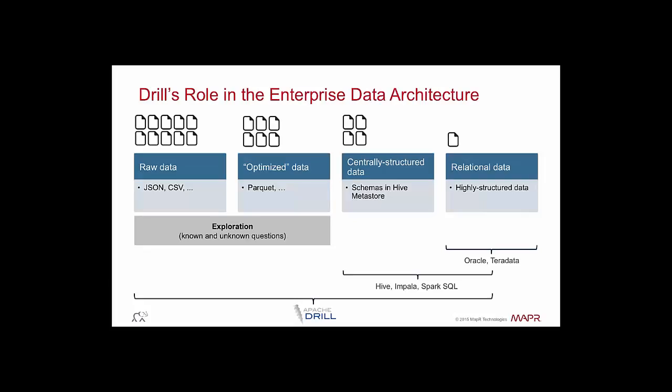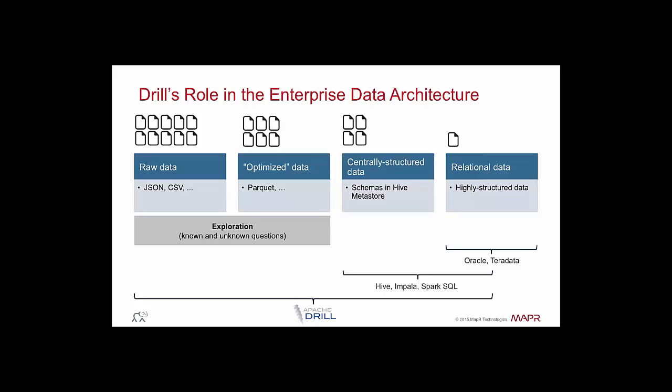So the very first thing that we've noticed is within a data lake environment, there's a lot of self-service data exploration that people want to do with big data. So if you look at this chart here, on the left-hand side, we've got raw data and some optimized data. So Drill is addressing that need really well for those exploratory activities. Like I mentioned before, we have JSON data or CSV data. You should be able to go and query those data sets instantly.